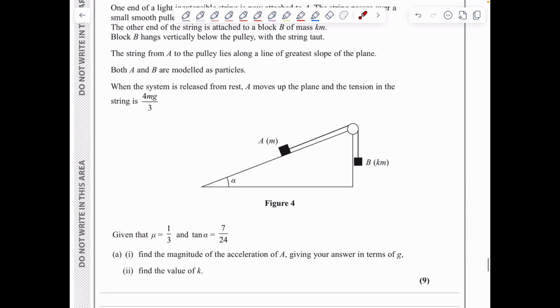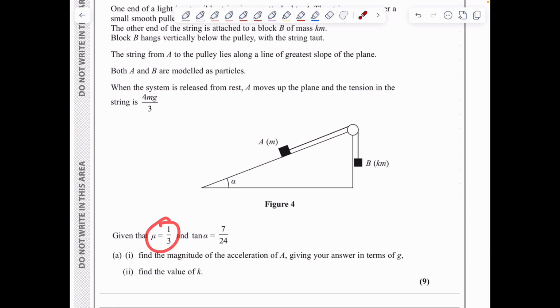Additionally, we are told that mu is 1 over 3 and tan alpha is 7 over 24, and we need to find the magnitude of the acceleration of A, giving our answer in terms of g, as well as the value of k. Obviously, for a 9-mark part of the question, I will be spending some time to add all the forces acting here. So we've got the weights of kmg and mg.